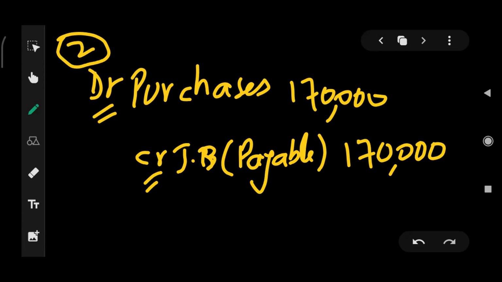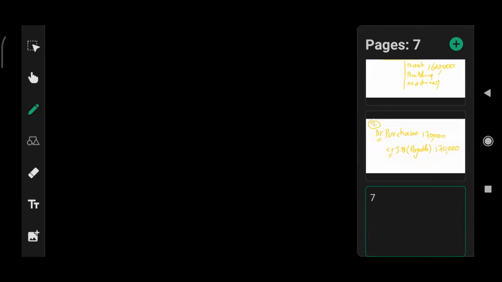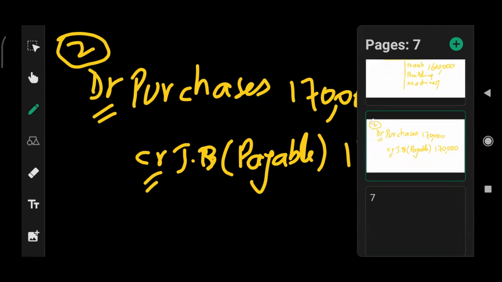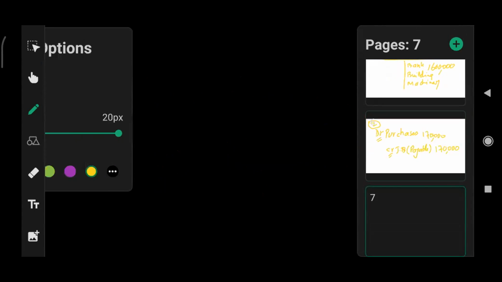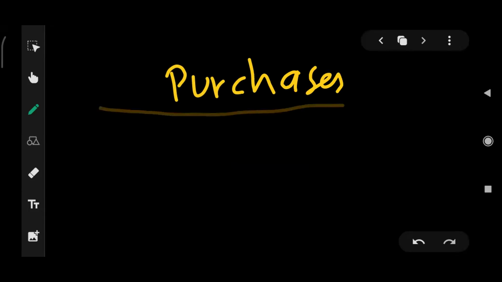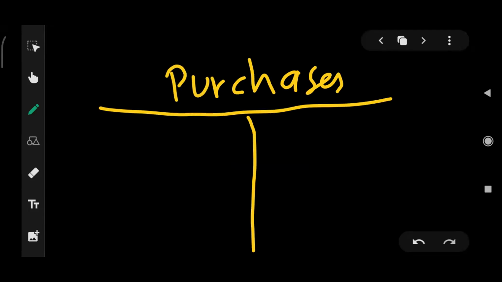So you guys must be able to record the transaction first. Once you are able to record the transaction, then it's very easy to post this transaction into accounts. Now I will post this transaction into accounts. Let's create another page. The transaction is debit purchases 170,000 and credit JB payable 170,000. First I will create an account for purchases. So I have opened the purchases account. Debit purchases 170,000, I will write 170,000 on the debit side.